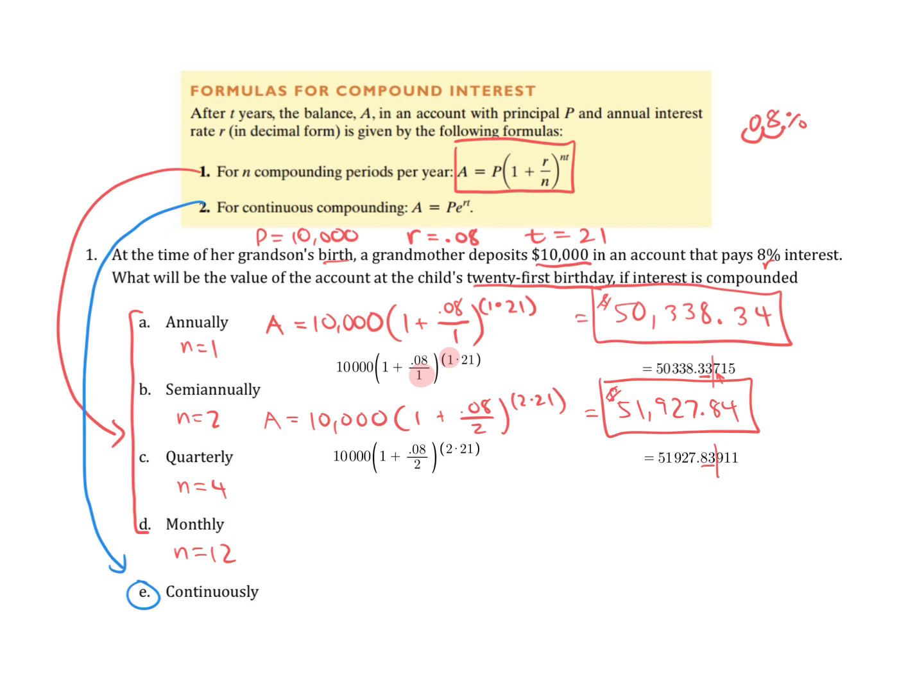In part C, it's quarterly, so n changes to 4. That gives us 10,000 times 1 plus 0.08 over 4 to the 4 times 21, which gives us $52,773.32. This time a 1 tells me to keep that 2 the same.